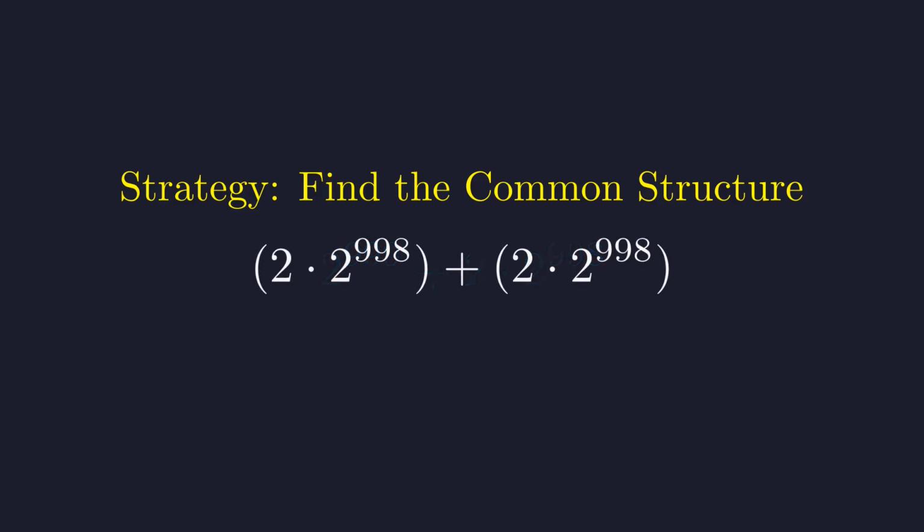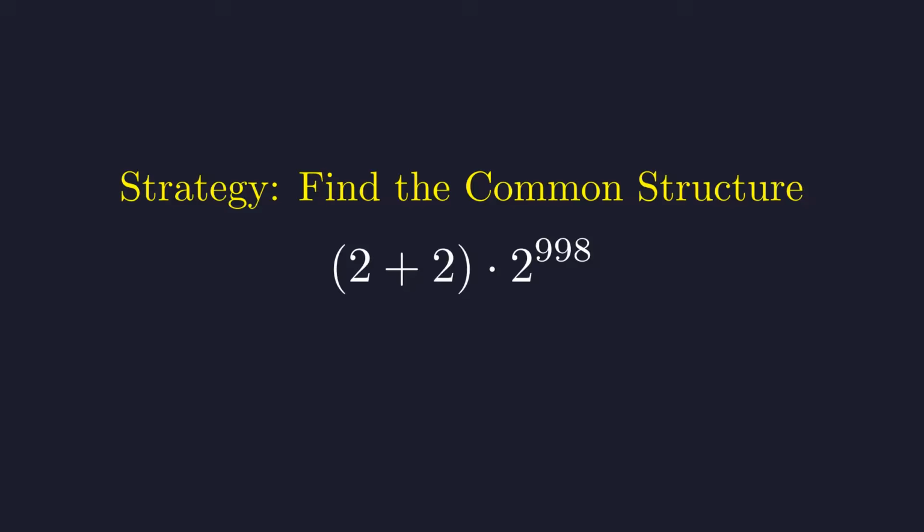Let me rewrite this to make the pattern more obvious. Perfect. Now we can see we have two identical pieces. This means we can factor out the common term. When we factor this out, we're left with 2 plus 2 times our building block. Well, 2 plus 2 is just 4. And since we're working with powers of 2, let's write 4 as 2 squared. Now we can use that fundamental rule for exponents. When multiplying powers with the same base, we add the exponents. And just like that, all that complexity collapses into something beautifully simple, 2 to the 1000th power.